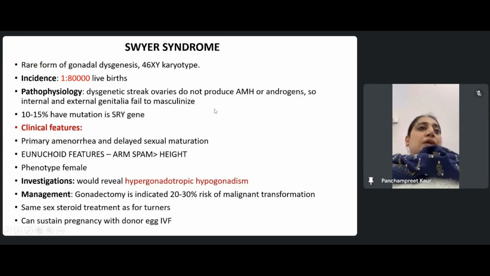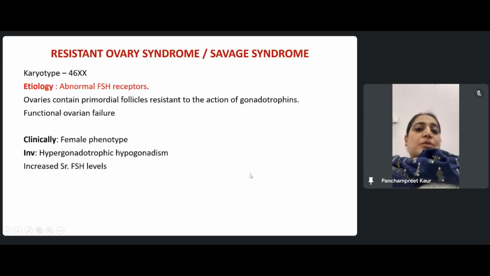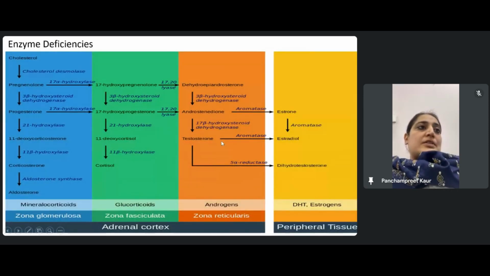We need to rule out Swyer syndrome, which has a 46XY karyotype. It presents with primary amenorrhea. It is a form of hypergonadotropic hypogonadism. And the management: we need to do a gonadectomy, in this case in 20 to 30%. Resistant ovary syndrome, or the Savage syndrome, has abnormal FSH receptors. The woman presents with female phenotype and has increased FSH levels.